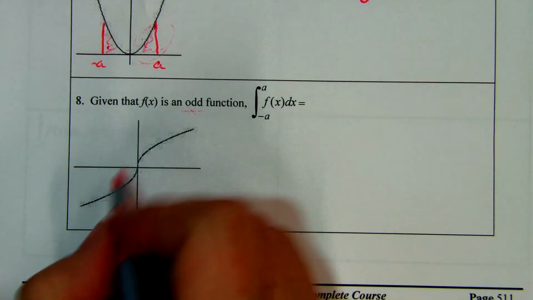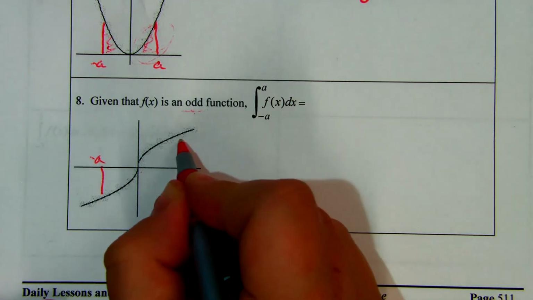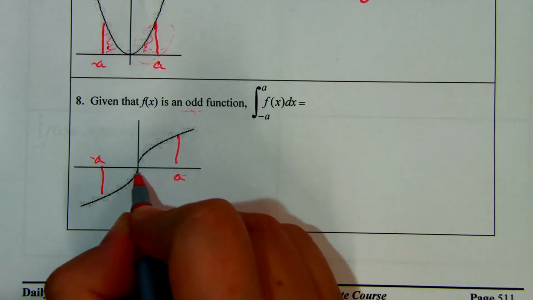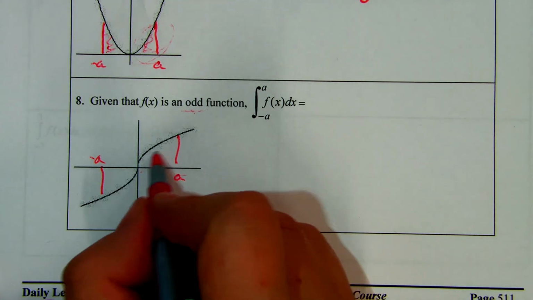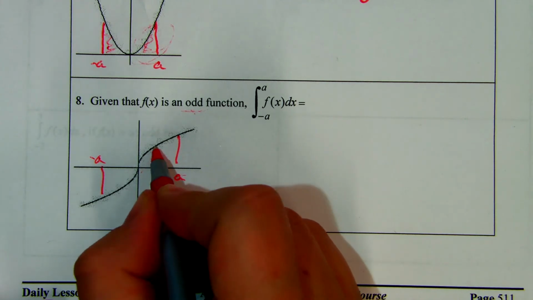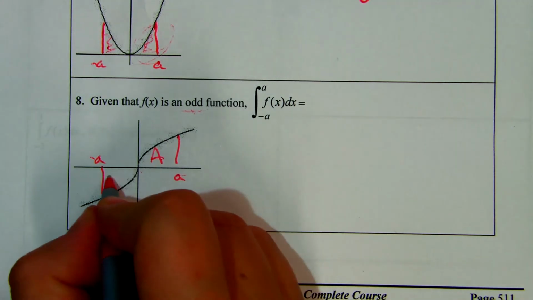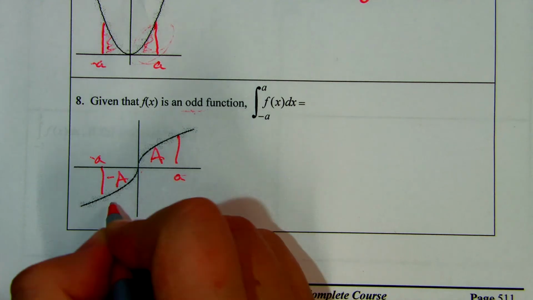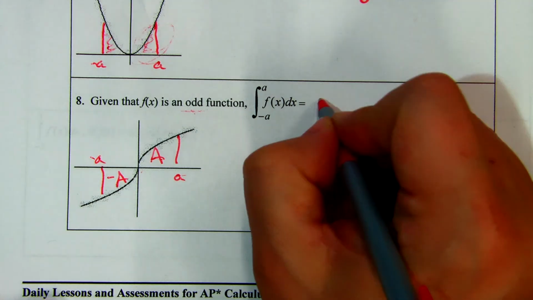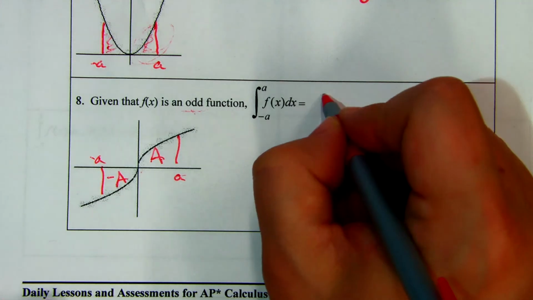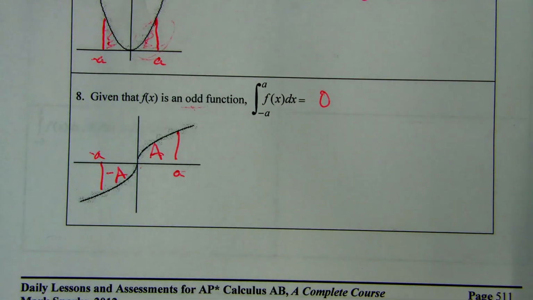Now, if it's odd, if I'm going from negative a to a, so there's the same distance from the origin, well, whatever this is here, if we call that area big A, this is going to be the negative of that because it's below the x-axis. So the whole thing is going to equal 0. They're all kind of intuitive. I don't know that they're worth memorizing. But anyway, those are the basic properties of definite integrals.